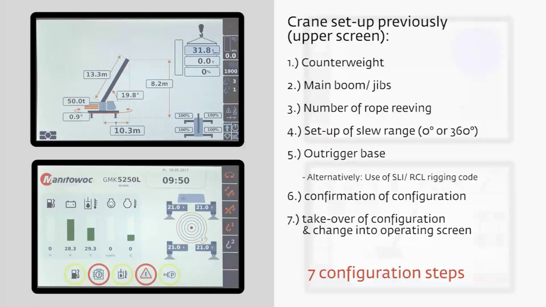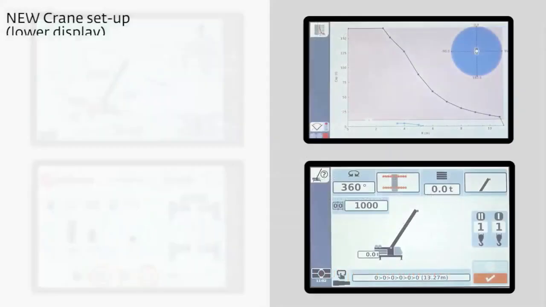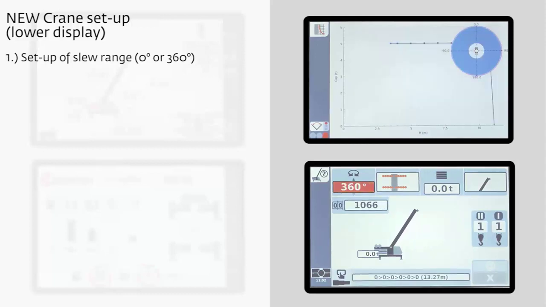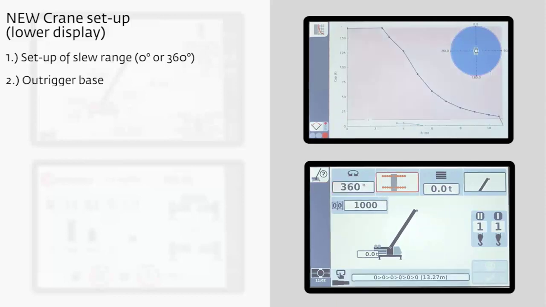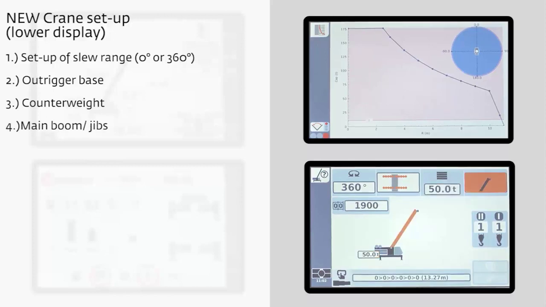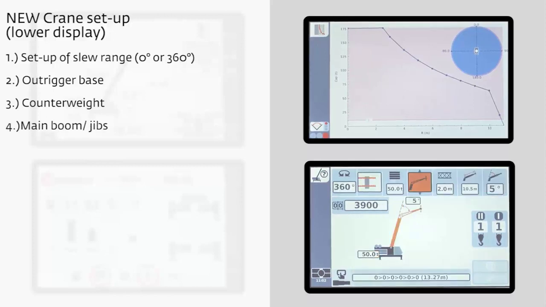Now we'll look at setup on cranes using version 2 software. Crane setup is performed entirely via the lower operator's display. Selection of slewing range now includes the max base option if equipped. Outrigger spread selection, counterweight selection, selection of main boom or boom extension to include boom extension options.